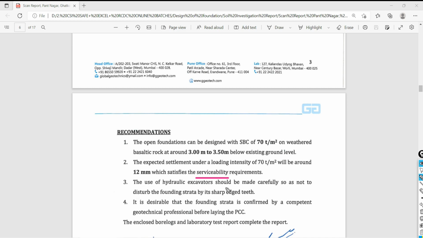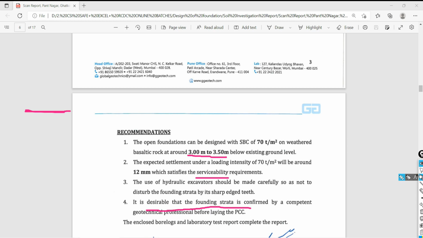Then all other things are also given. The use of hydraulic excavator should be made carefully so as not to disturb the founding strata by sharp edge teeth, and it is desirable that the founding strata is confirmed by a competent geotechnical professional before laying the PCC. What it is saying is that after reaching this level from the natural ground level, you have to consult your concerned geotechnical engineer to visit your site and give confirmation whether that level is acceptable or not. Then you can put your PCC. Clear?